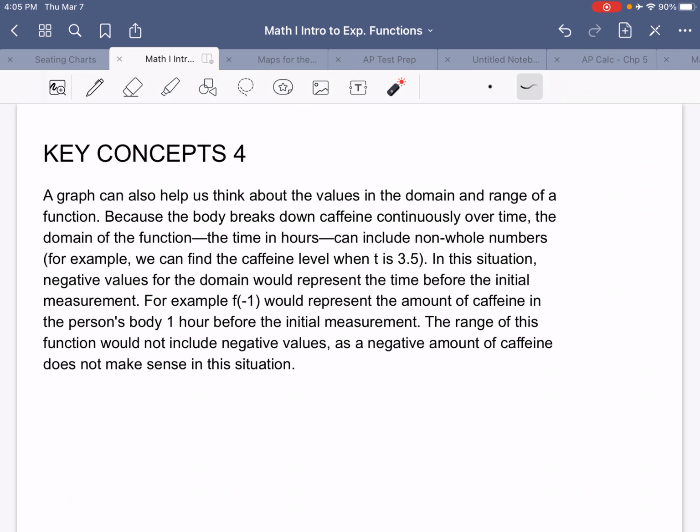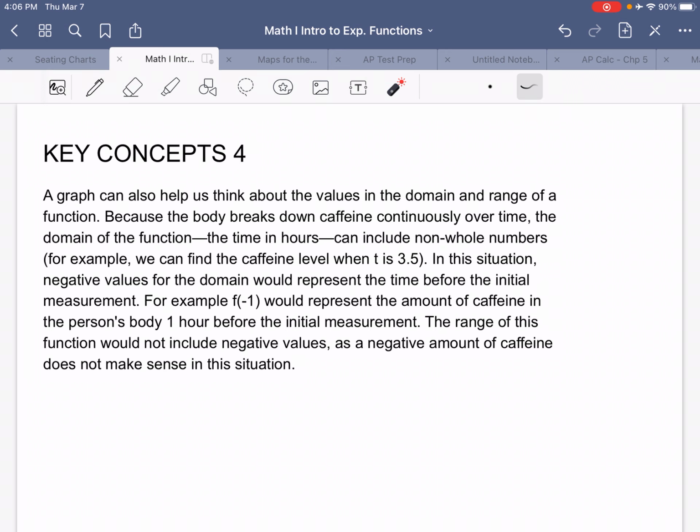Now, a graph can also help us think about the values in the domain and range of a function. Domain being the possible inputs or the numbers on our horizontal axis, range being the possible outputs or the vertical numbers on our axis. Because the body breaks down caffeine continuously over time, the domain of the function, the time in hours, can include non-whole numbers. We can have an input of 3.5 for 3.5 hours after we took our dose of caffeine.